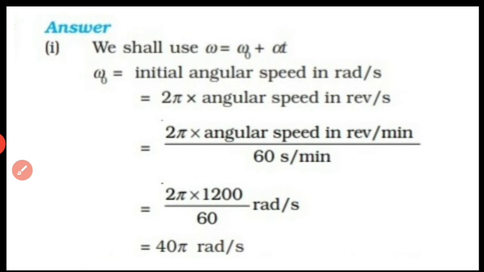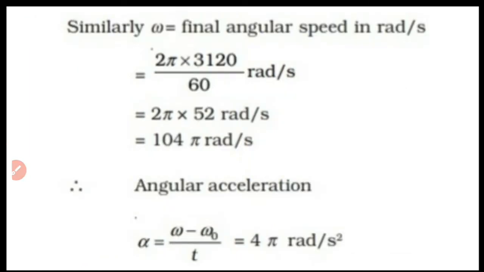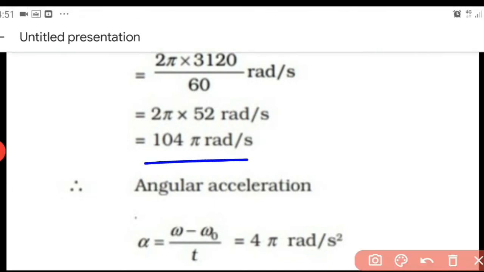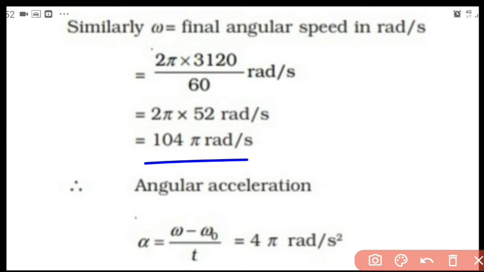Similarly, we can find the final angular velocity. So it is 2 pi into 3120 by 60. So you will get it to be 104 pi radian per second. From that, we can easily calculate angular acceleration. Angular acceleration from the first equation of motion, it is alpha equal to omega minus omega 0 by t, which is 4 pi radian per second square.